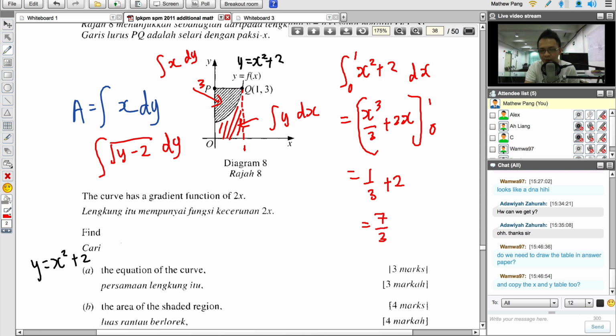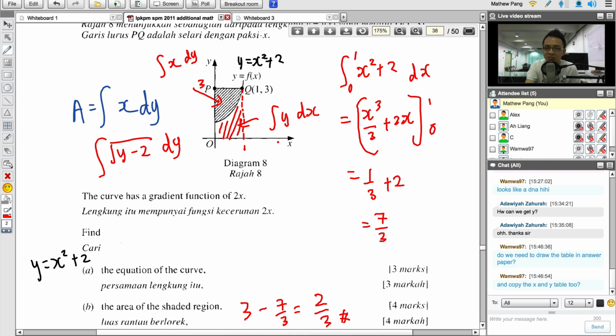So you want to get the shaded region, you have to use the total area. This is 1 times 3, right? So 3 minus 7 over 3, which is 2 over 3. Your final answer. So of course, you can straight away write like this. Shaded region equals this one. If possible, you can straight away write like this.